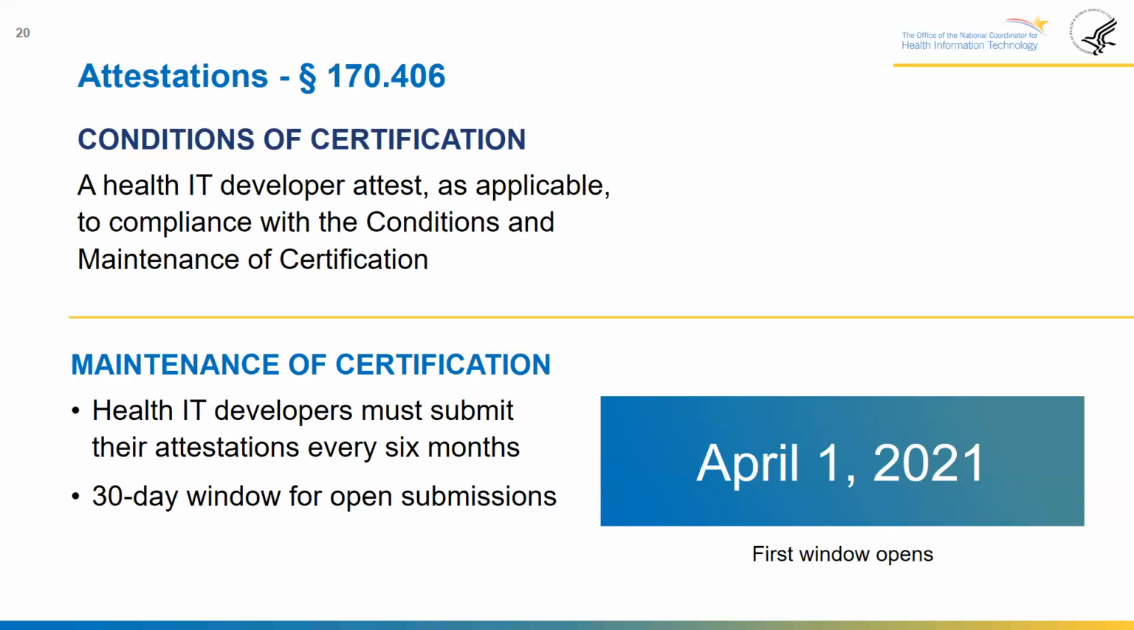The last condition of certification is attestation, and this is very simple. It is an attestation to compliance with all of the conditions of certification. The developer has to attest that they have met all of these.